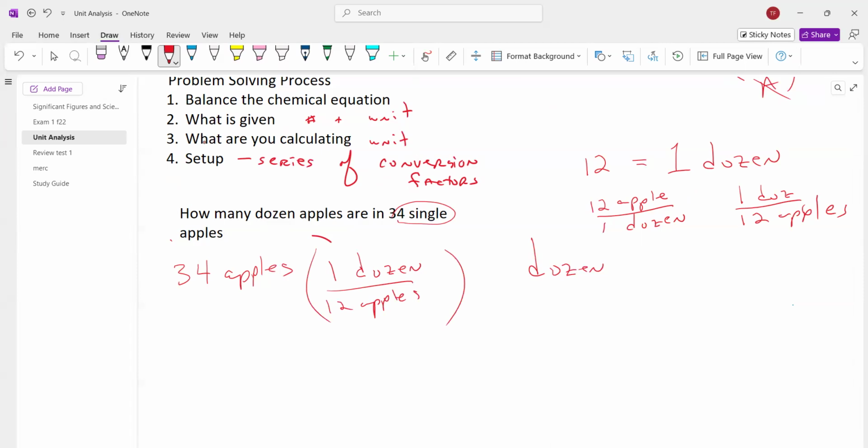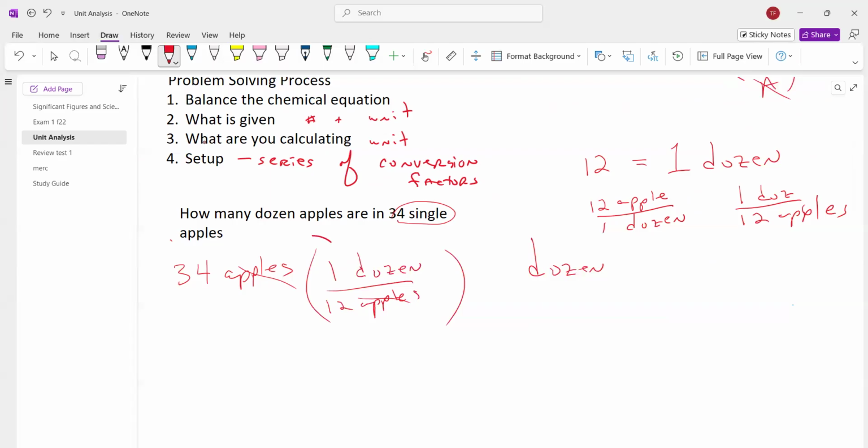Now, notice something here. When we use conversion factors, we want things to cancel. And the things that are going to cancel are the units. So, just like the AC we just did, the apples cancel. What does it leave? It leaves dozen. What are we trying to calculate? Dozen. So everything needs to cancel except what you're trying to calculate. If it doesn't, then your setup is wrong.